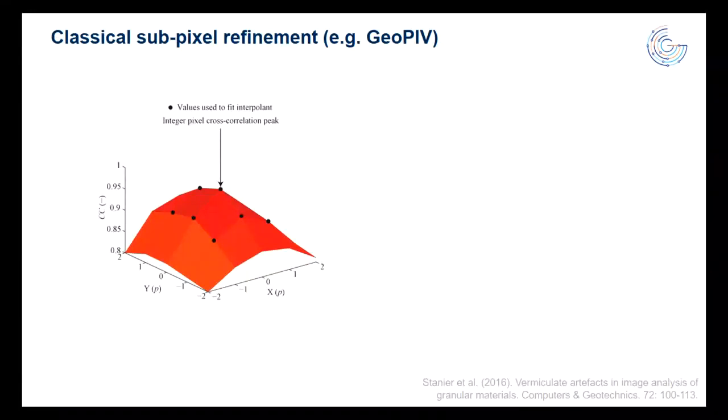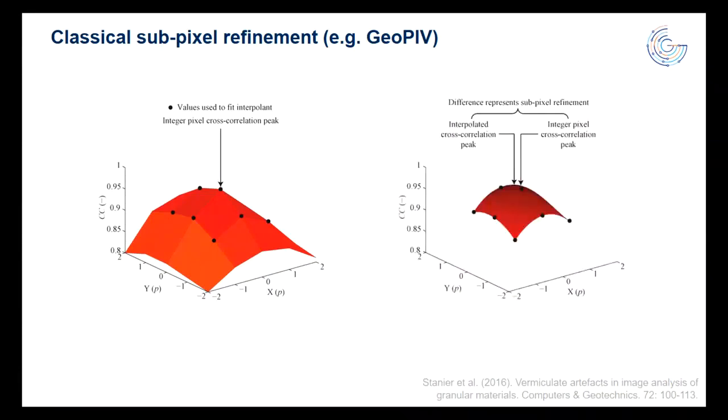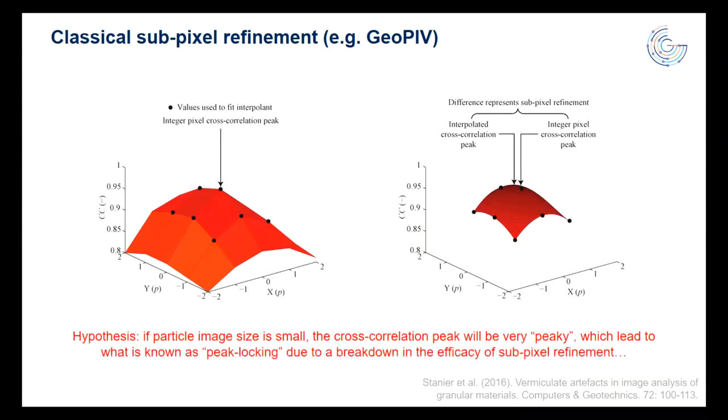So classically, what people would do is they would also take the 8 nearest neighbors' correlation coefficients, and they fit a bicubic interpolant function to that in order to interpolate the peak of the interpolated bicubic surface. Right? This is classical subpixel refinement that you'd find in the early GeoPIV code. And that's fine. It works reasonably well, but only if you've got what I would call suitable particle image size. And what I mean by that is how big the features that make up your texture are.